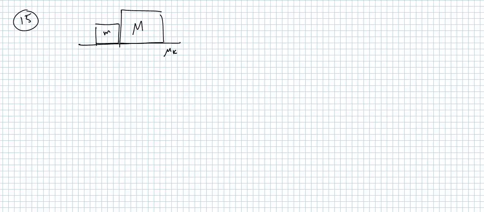Problem 15 here. We have two boxes, a 5 kilogram one, which I'll call little m, and an 8 kilogram one, which I'll call big M. The coefficient of kinetic friction between each box and the floor is 0.5. So we want to know first how hard I have to push the 5 kilogram box so that the pair slide together at constant speed. Doesn't matter what that constant speed is, but the fact that it's constant speed is important.